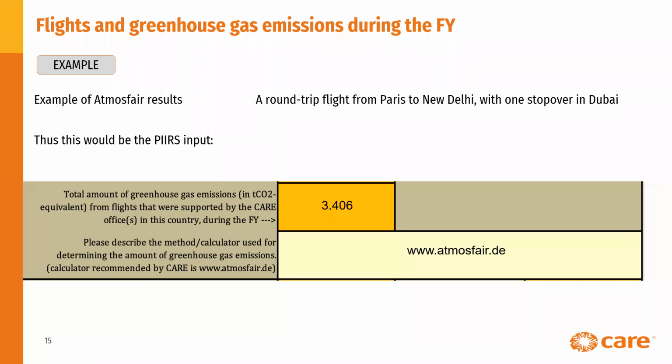In the real-world situation, you would calculate emissions for each flight taken and sum them up to a total, and then enter that total into this PIIRS entry. So the value is likely to be much bigger than this 3.406 tons of CO2.